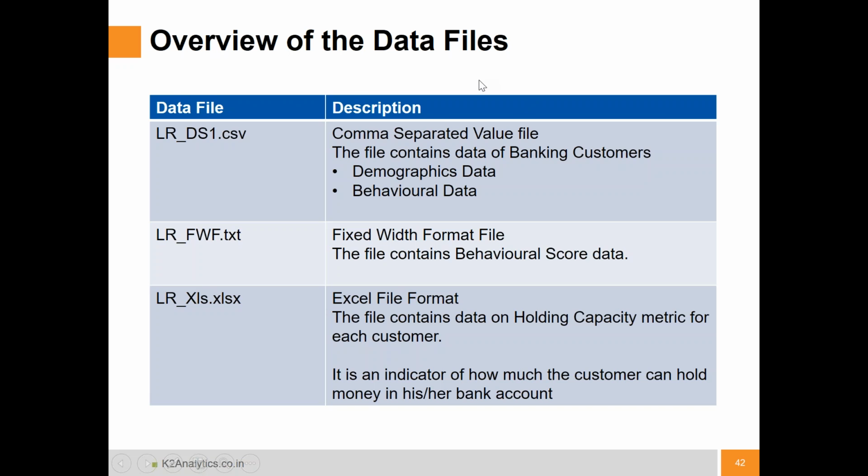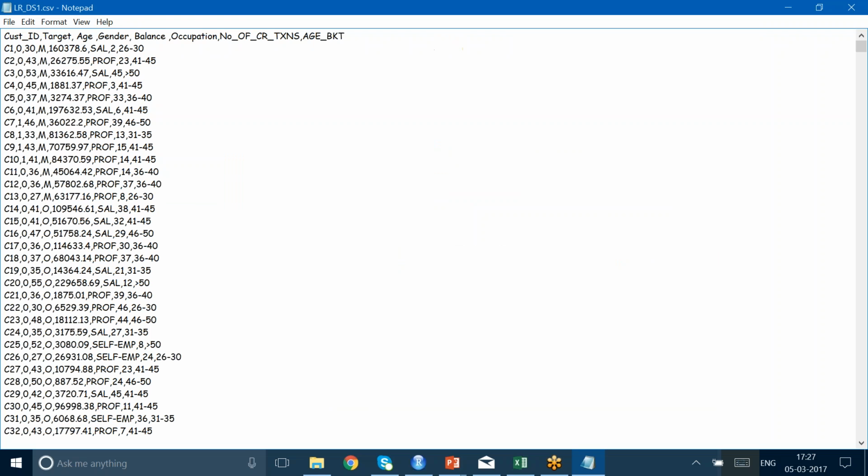Let us quickly see lrds1.csv. This is how this file looks. There is a customer ID, target, age, gender, balance, occupation, number of credit transactions, age bucket. And all of this data is separated by comma.